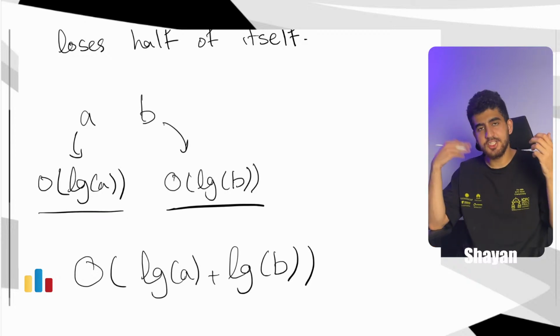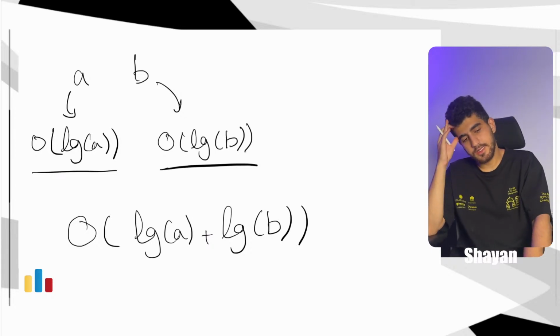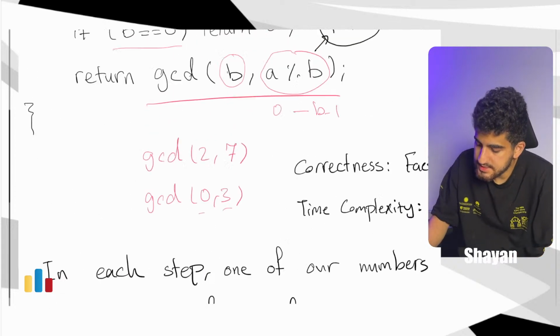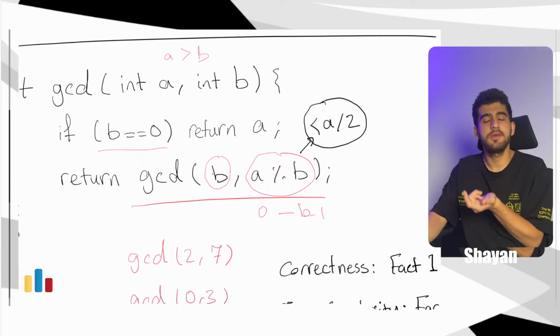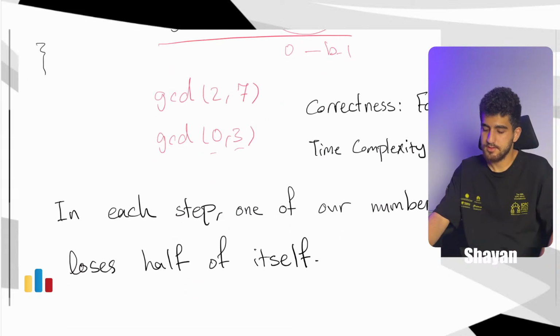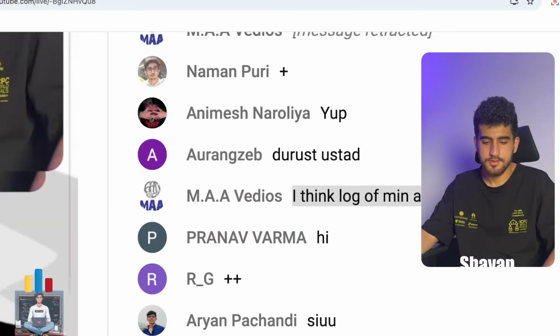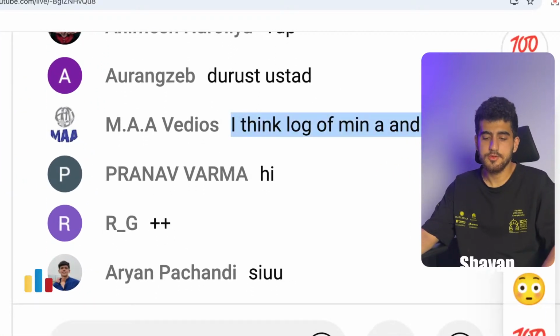Because we know that each time one of our numbers will lose half of itself. The first number can lose half of itself at most log of a times. The second number will lose half of itself in at most log of b times. So in total, this will take log of a plus log of b. And if a and b are of the same order, it's going to be O of log of a. Is it clear? Does it make sense? If it makes sense, please again use this emoji, or put a plus.